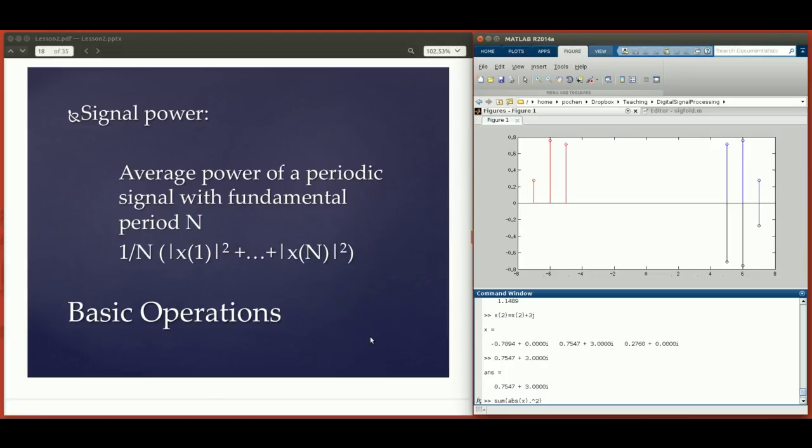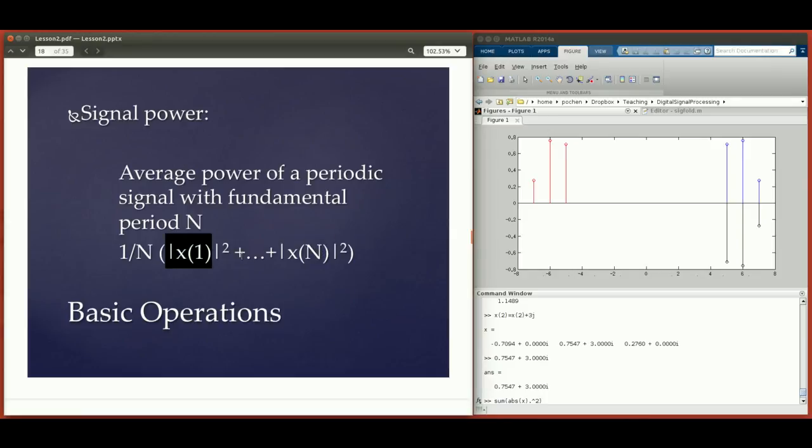And that's for energy, but how about the power, right? Do you want to get the power? The power is basically the energy divided by the length of the sequence. Consider the average power of a periodic signal with fundamental period big N. All you have to do is sum up the energy of N consecutive points in your periodic signal, big N, this many consecutive points, get the energy of it, and then divide by N, and that's your power. All right, that's the definition of the power.